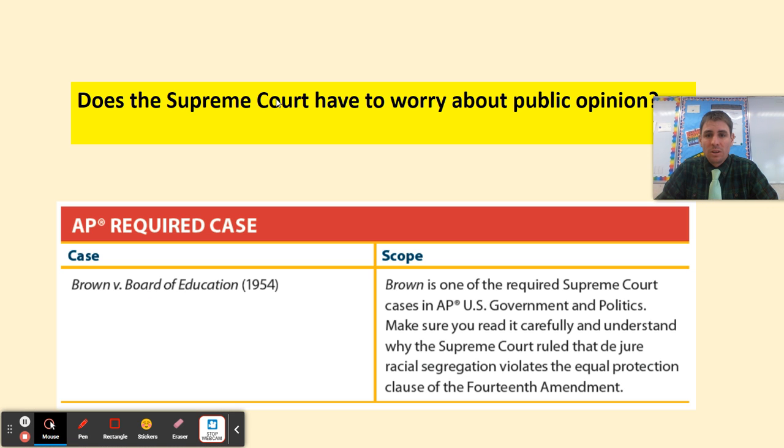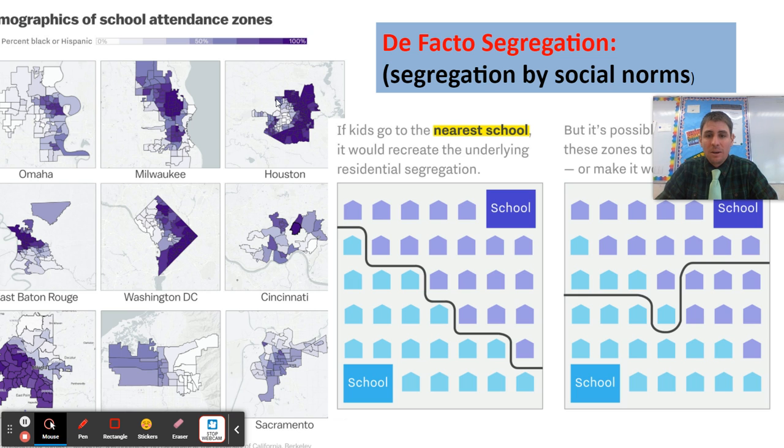I do want to cover, and this will be our last slide, what's referred to as de facto segregation today, compared to de jure segregation. De jure segregation is segregation that exists because of laws. So under Plessy v. Ferguson, you had de jure segregation, with separate facilities because that was the law. De facto segregation is segregation as a result of social norms, nothing related to the laws.